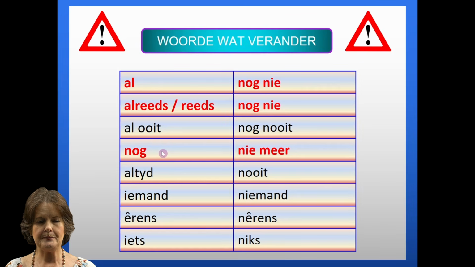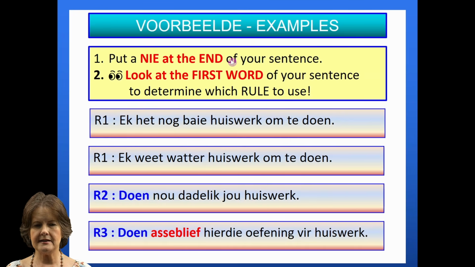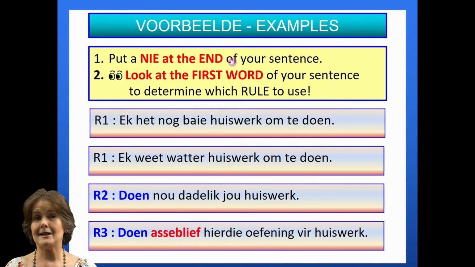Let me show you. Now, when you analyze these sentences, the first thing you do, I told you, you put a nie right at the end of your sentence. So look at the examples. You will put a nie at the end of each of these sentences. These are the questions. Right, then you look at the first word. Now you can see in rule 1, the first word is not a verb.